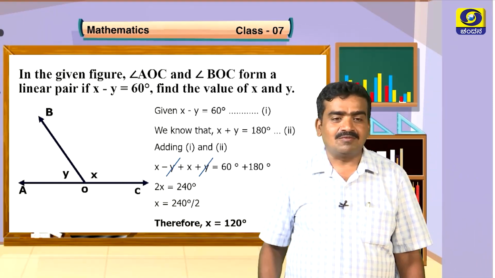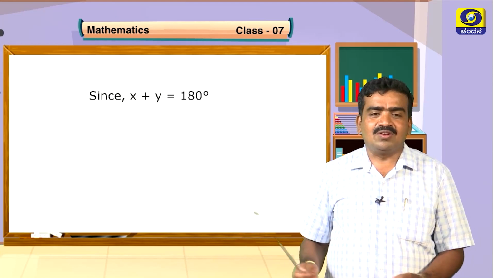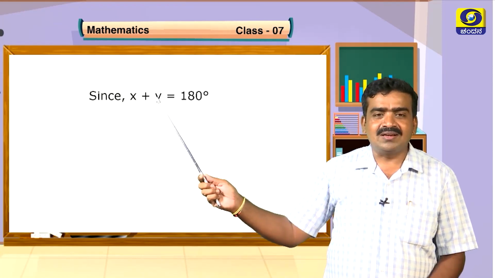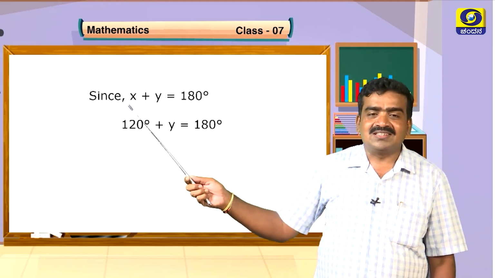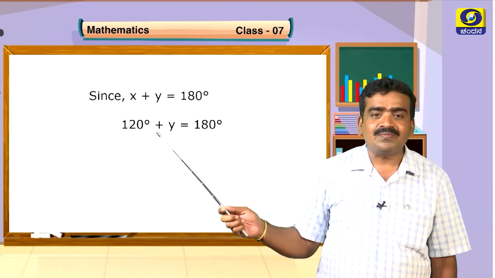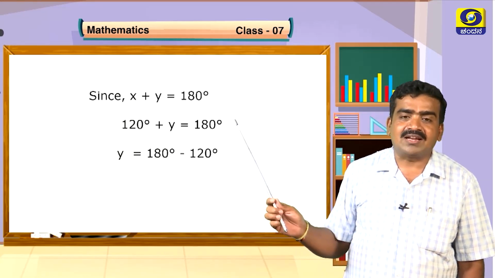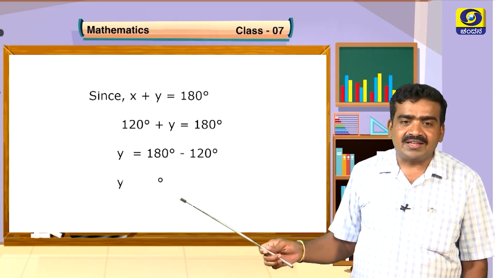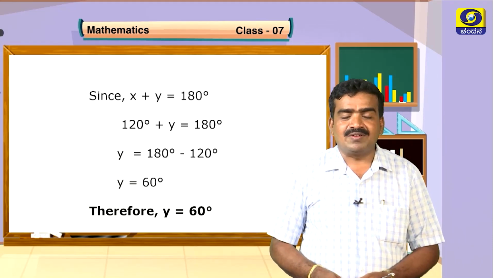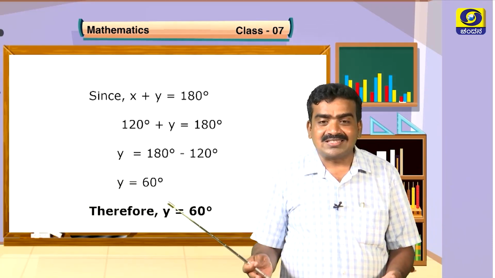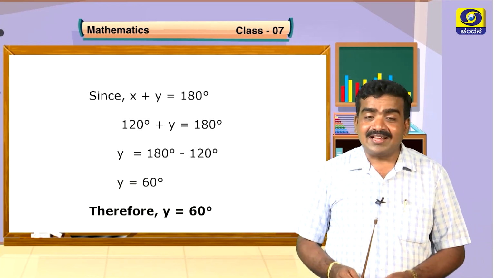Then how do we calculate angle y? It is easy to calculate angle y. We know that x plus y is 180 degrees, that is, the sum of two angles is 180 degrees since they are a linear pair. We know the value of x. Substitute the value of x, 120 degrees, in the equation, 120 plus y is equal to 180 degrees. Then y is equal to, transposing this 120 degrees to the right hand side, 180 degrees minus 120 degrees, which gives us 60 degrees. Therefore the measure of angle y is 60 degrees. Therefore x is 120 degrees and y is 60 degrees. Therefore these two form a linear pair.